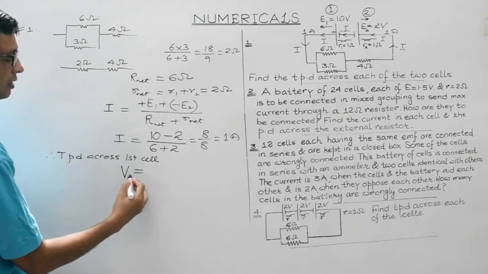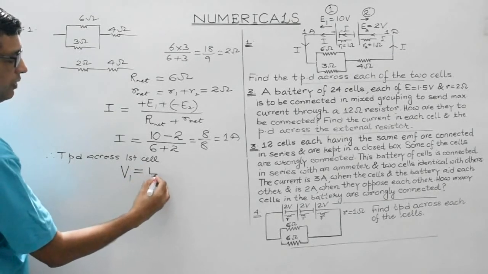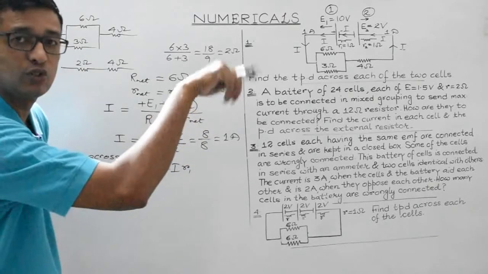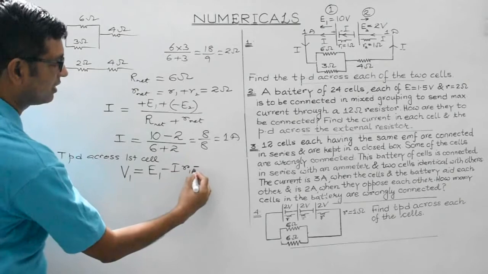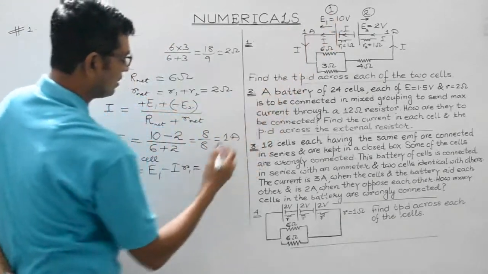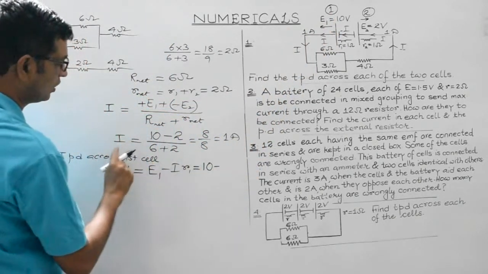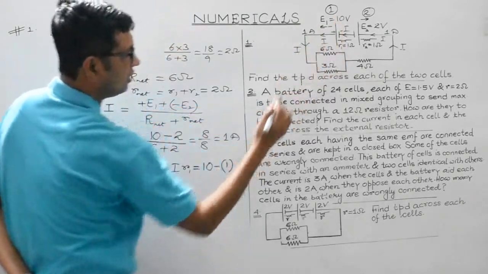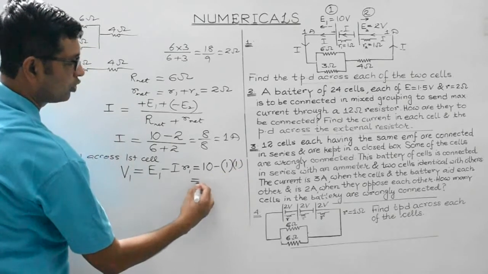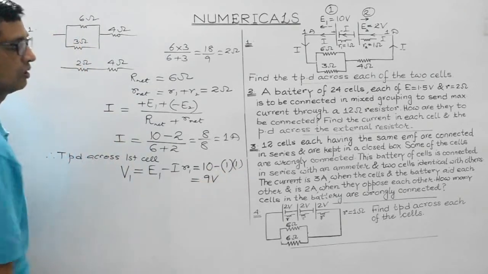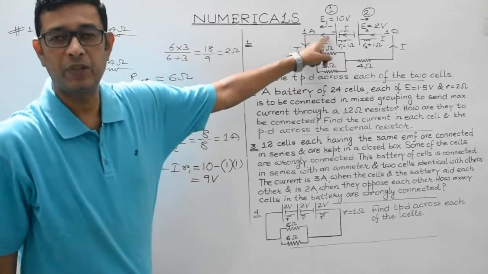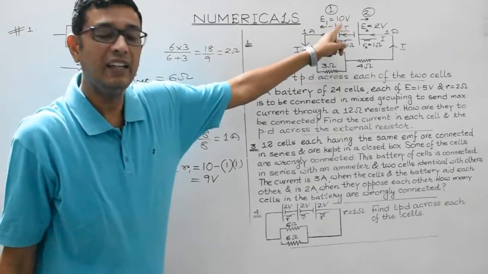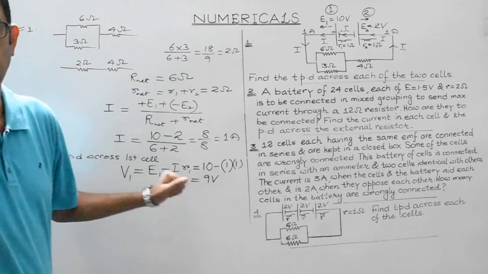So the formula is, TPD across the first cell would be V1 is equal to E1 minus I into R1. I is the net current flowing through the cell. So what we will get is E1, what is the EMF of this cell? 10, minus what is the net current flowing through the cell? It is 1. What is the internal resistance of this cell? That is 1. So it would be equal to 9 volt. So as we have already predicted, across the terminals of cell E1, TPD would be less than that of its EMF. That is what we obtained.